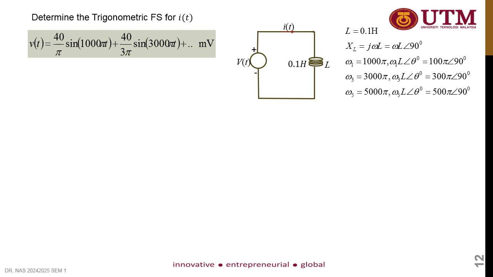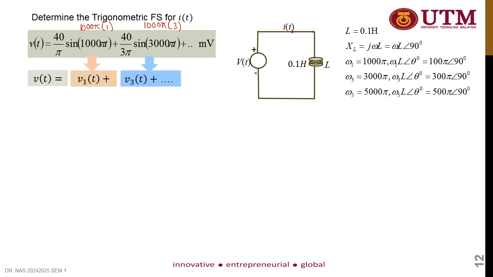Okay, so the first step, you need to consider the components of Vt. In this case, you have three main components. The first one is V1t when the omega is equal to 1000 pi multiplied with the first harmonics. So this is omega naught multiplied with the third harmonics, and so on. Okay, so these are the main components of your Vt.